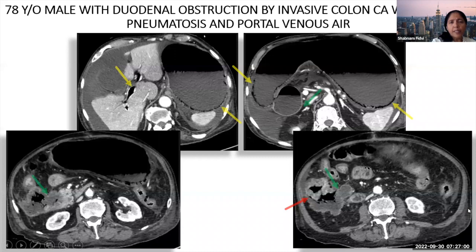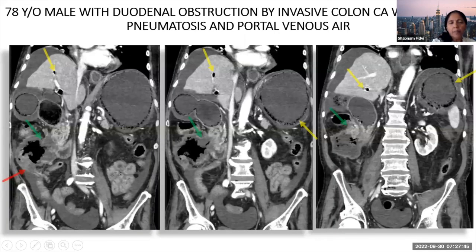This is a different patient, this time 78-year-old, and he has a right colonic cancer, which is shown by the red arrow on this image. Because of its proximity to the duodenum, this tumor invades the duodenum, shown by the green arrows, and causes a duodenal obstruction. The patient, as a consequence, has significant gastric distension, shown by the yellow arrows. You also note that there's gas within the wall of the stomach, which is gastric pneumatosis and a sign of gastric wall ischemia. And then the other yellow arrows within the central liver show portal venous air.